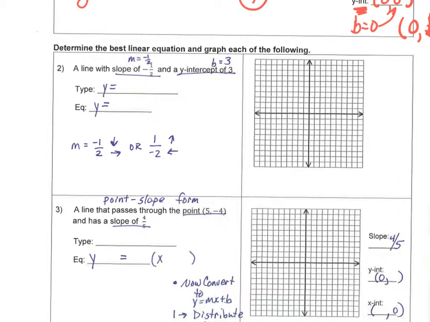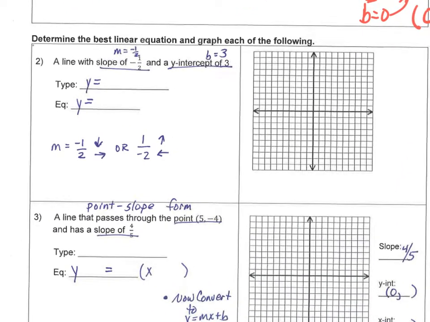We're going to take a look at question number 2. And it says, determine the best linear equation and graph each of the following. All right, so we're dealing with a couple of different types of equations. So I want to take a minute, just go back and look at number 2. If I look at number 2, I can see that they've given me a slope and they've given me a y-intercept. So that means the type of equation I'm going to use is y equals mx plus b because I've been given a slope and an intercept.